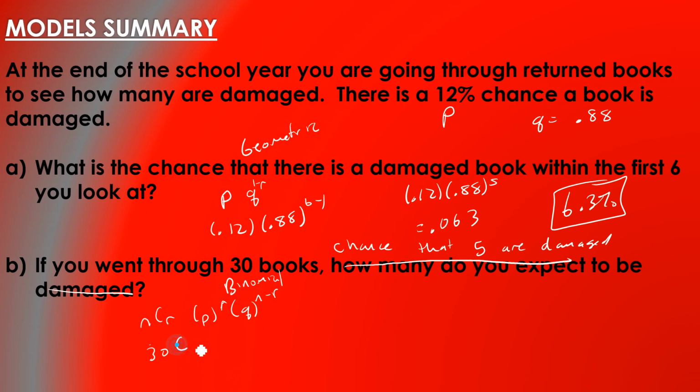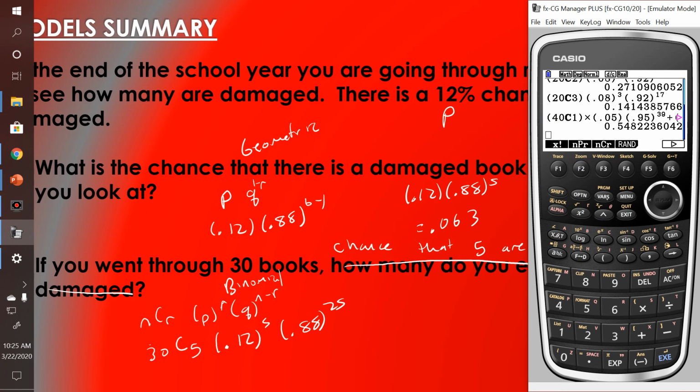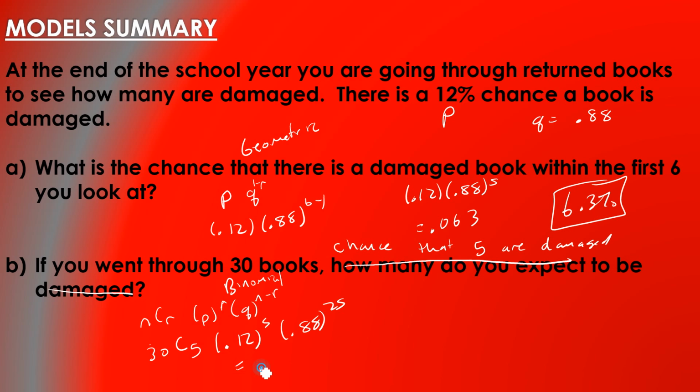So 30 choose 5, 0.12 to the 5, and 0.88 to the 25. Okay, I will bring up the calculator for this one. And I will put in 30 choose 5, 0.12 to the 5th, 0.88 to the 25th. And we get 0.145. So there's a 14.5% chance that will happen.